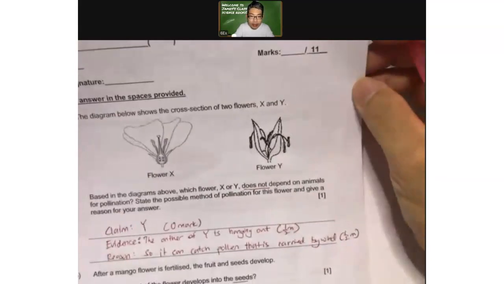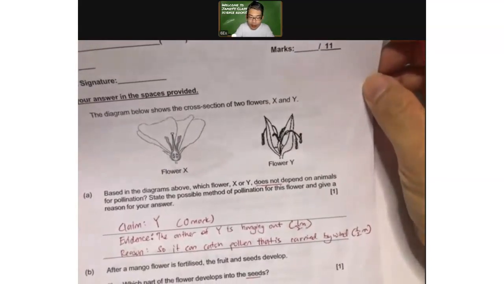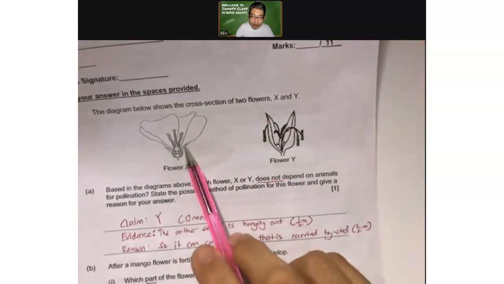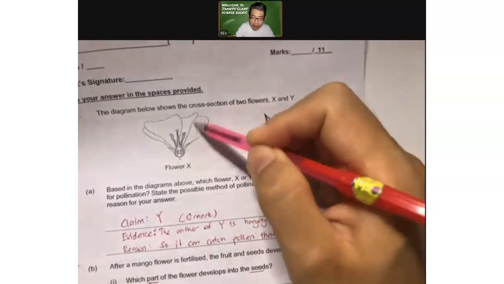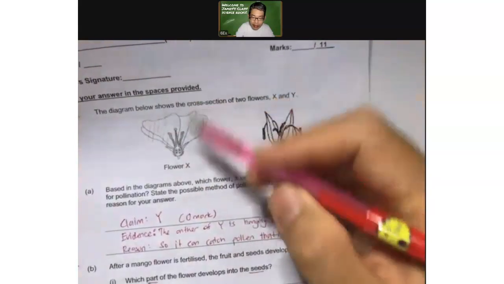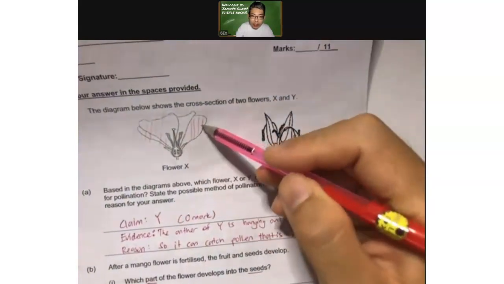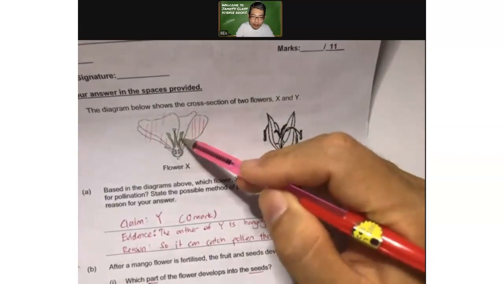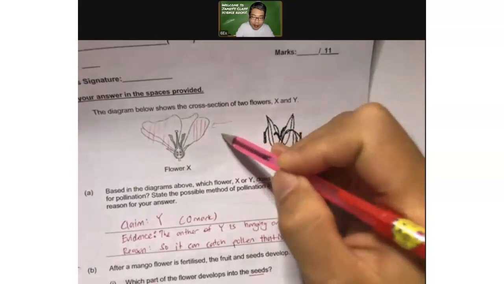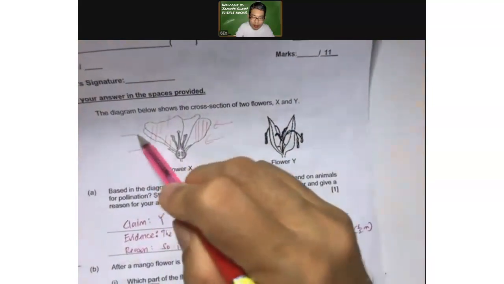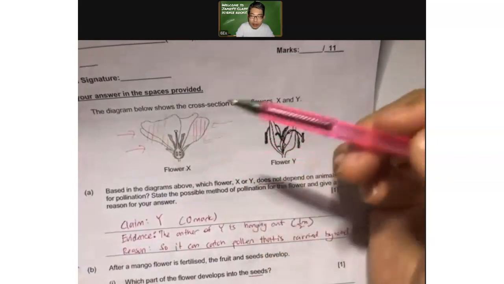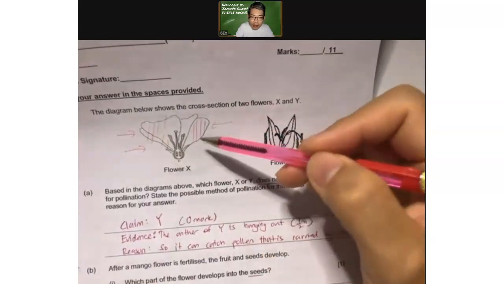Now for this, the diagram shows a cross-section of two flowers, X and Y. Alright, so they chop it off. You can see here, the petals are much taller and larger than the stigma, much taller and larger than the anthers here and the filament. In other words, this cannot be this. The pollination here is not by wind, because wind will be blocked by the petals. So the pollination here is definitely by animals.